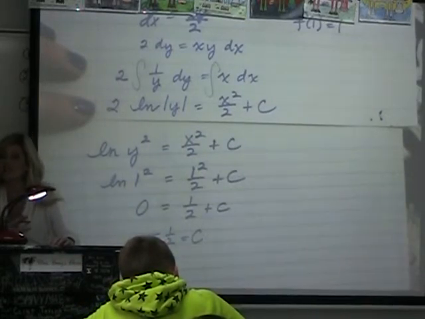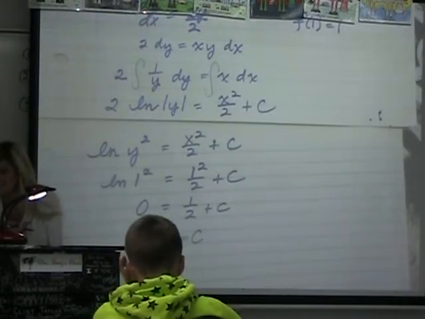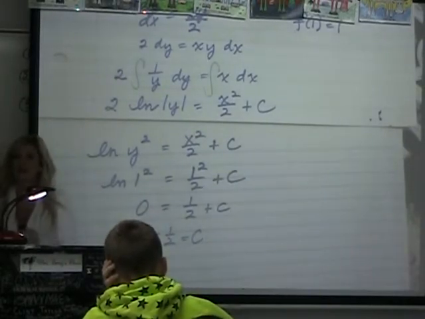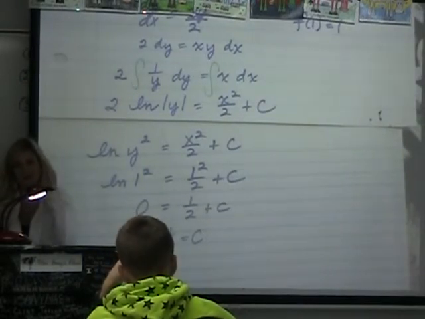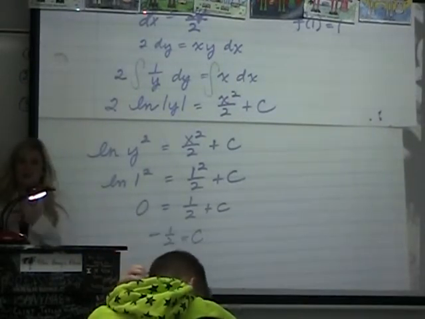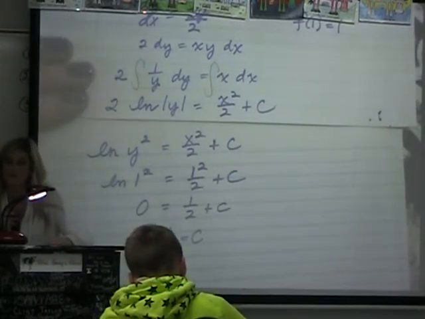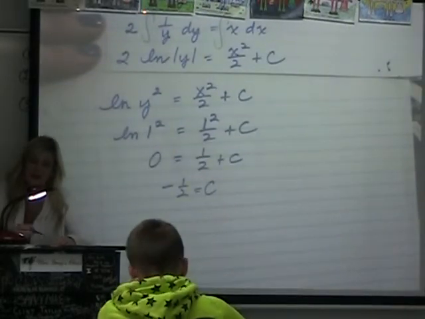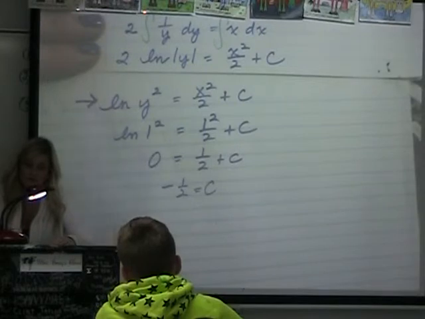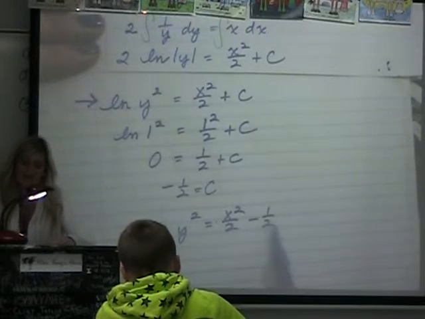Now let me just say, if you would have solved for y first and then found c, you would have had a different c value. But our final answers would have been the same. Depending on where you decide to solve for c, your c values might be different, but your final answer should be the same. So negative 1/2 is my c value. I'm going to put it back in here. So I'm going to say ln of y squared equals x squared over 2 minus a half.